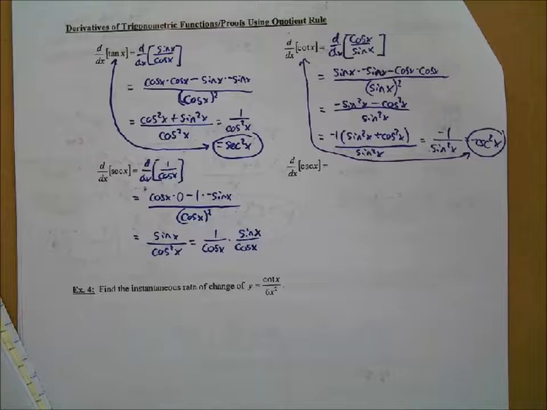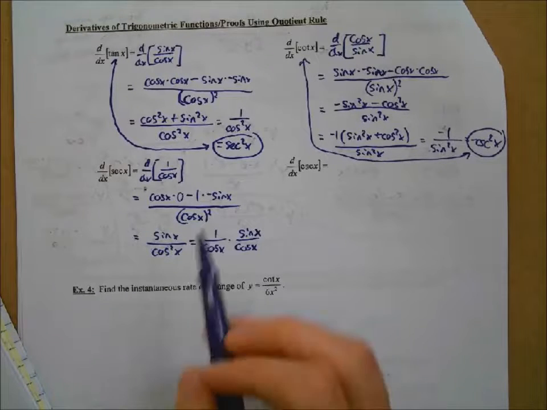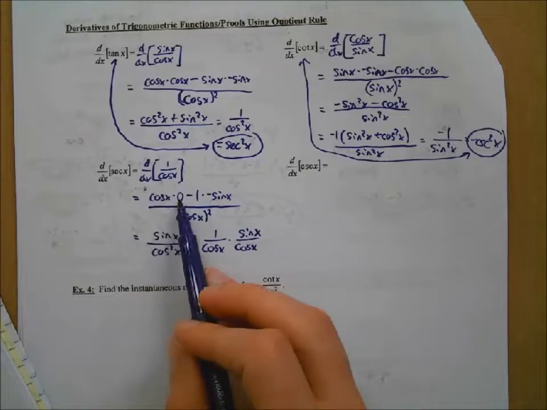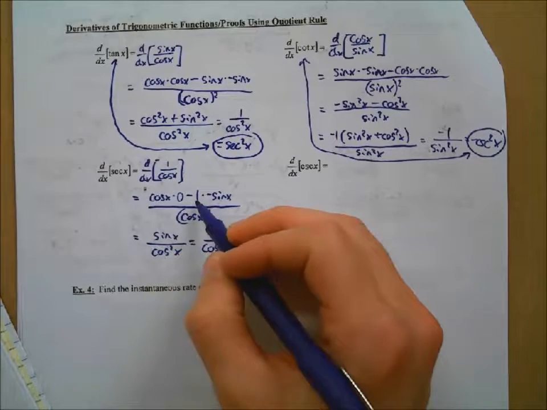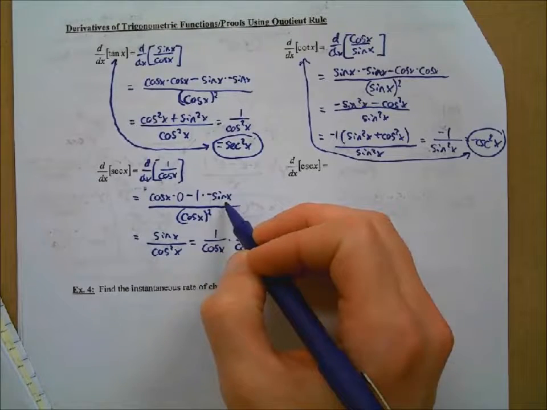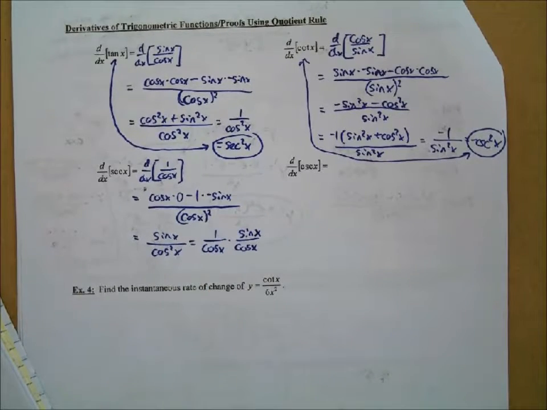Yeah. How did you get rid of the negative 1 again? Right here. So it was cosine x times 0. So that left that whole quantity as 0. And then it was a minus 1 times negative sine of x. So negative 1 times negative sine, positive sine. Okay, and thank you for asking.